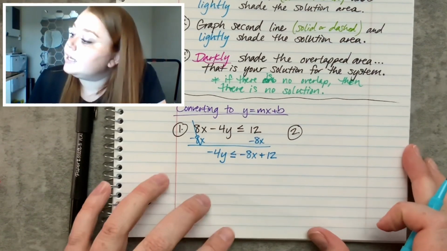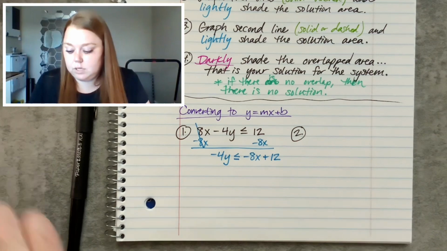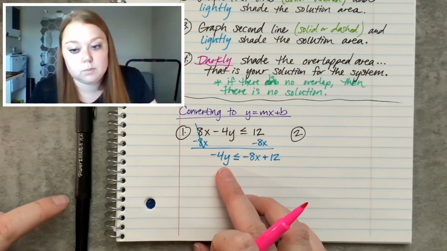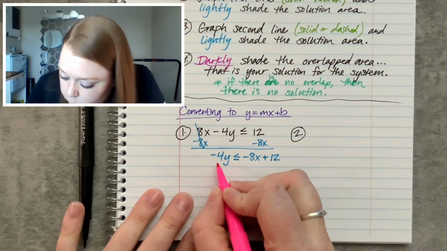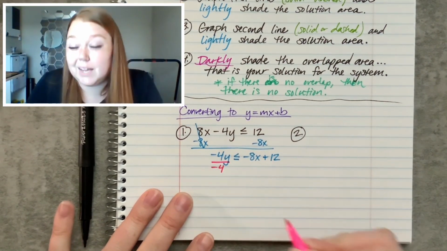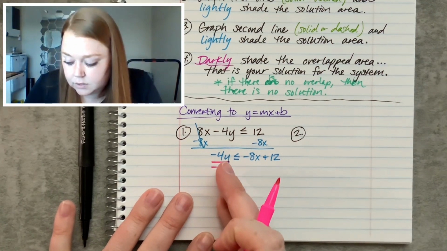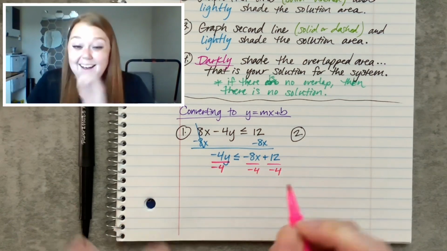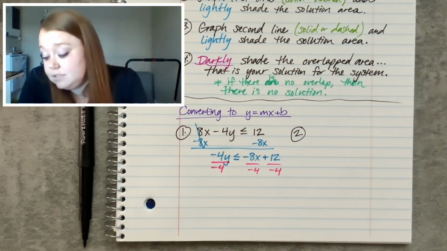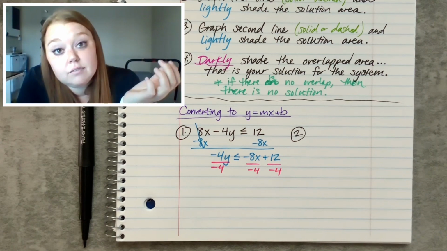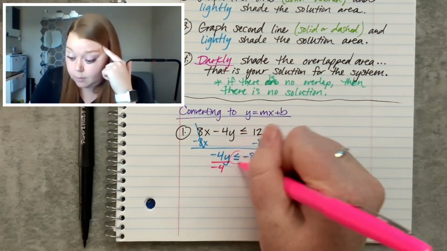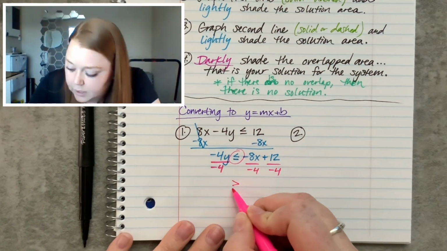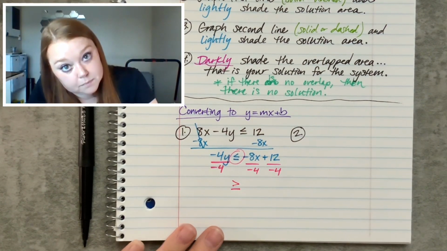Okay. Last thing we would need to do is divide by whatever's attached to the y because we don't want negative 4y, we just want y. So let's divide by negative 4. But if I'm going to divide this term by negative 4, I got to divide every single term by negative 4. On top of that, we just divided by a negative. So that's another thing you have to think about: divide by a negative, got to flip the sign. So this now becomes a greater than or equal to symbol.